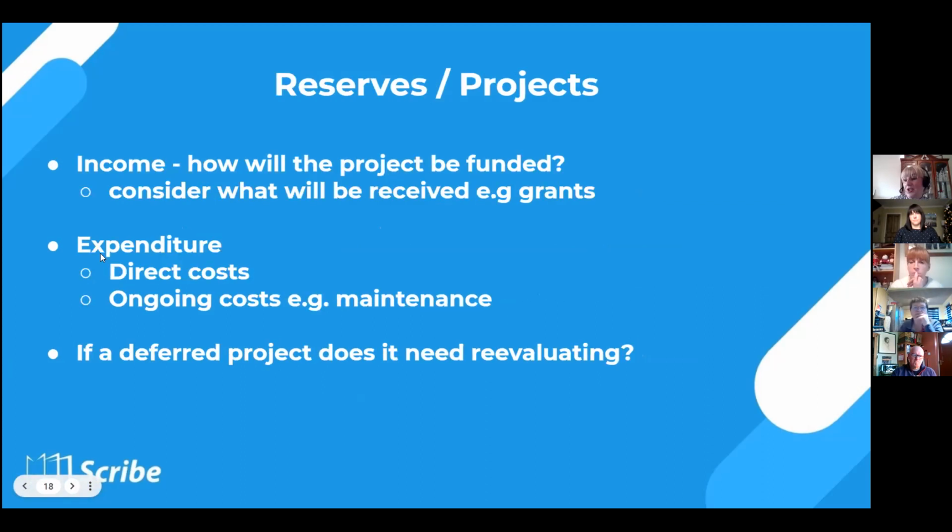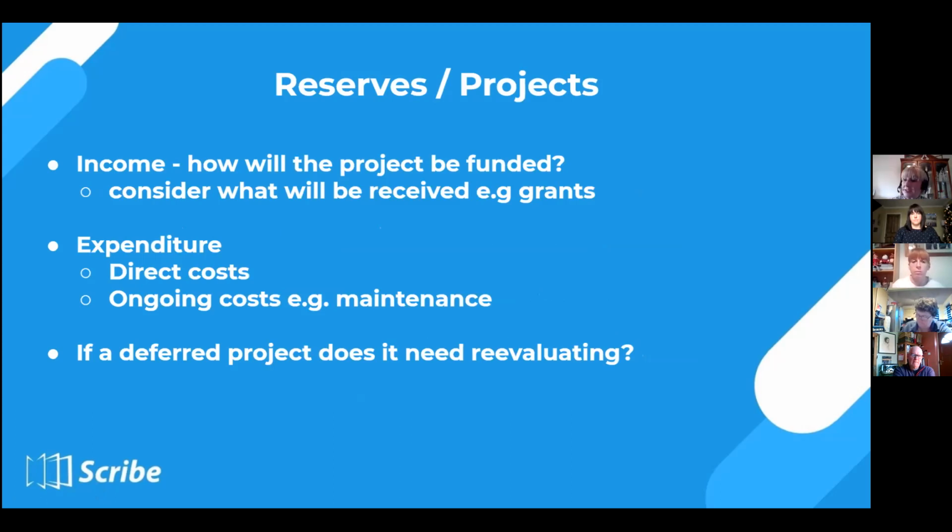This is about projects that you want to achieve. The main thing to think about with these kinds of projects is their income. So is the council going to receive grant funding to assist achieve the project, or do some costs towards this project need to be built into the budget? You will also need to think about expenditure and what the overall cost of the project will be, along with any future maintenance costs required.